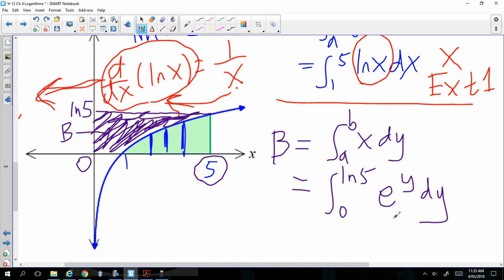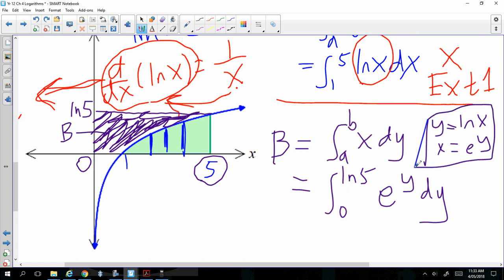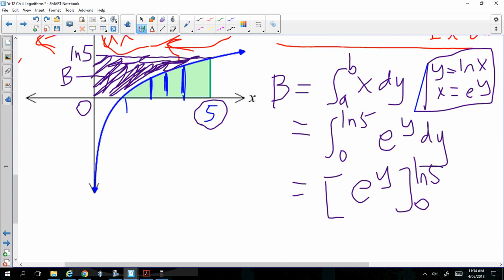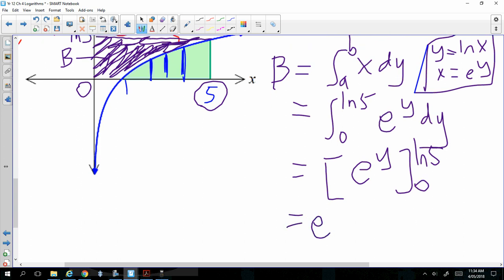Okay, and then we can find the primitive, because finding the primitive of exponential is easy. It just becomes e to power y, between ln 5 and 0. Okay, now we substitute. Hopefully you still remember what this is from yesterday. What's e to power ln 5? 5, because the e and ln get cancelled. What's e to power 0? 1. So the answer is exactly 4 square units.